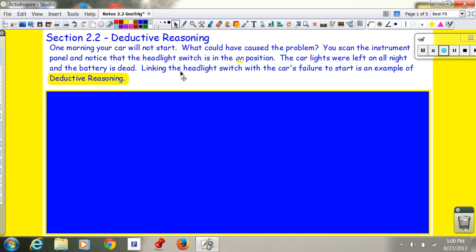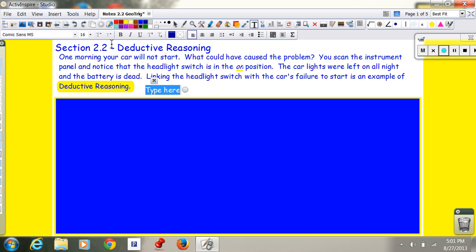When you link the statements together, when you use true statements to make a conclusion, that's called deductive reasoning. Not using patterns, not using what happened prior, only using facts. When you use facts to make conclusions, you're using deductive reasoning. So you might want to write something like, deductive reasoning is using facts to make conclusions. Using facts to make conclusions is what we would call deductive reasoning.